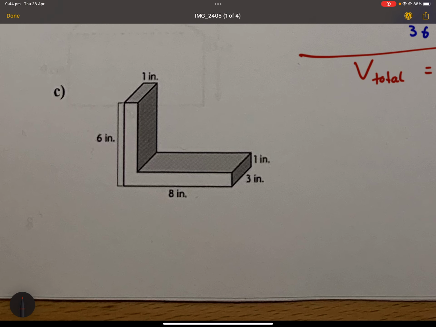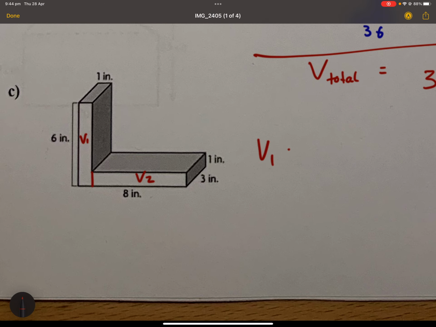Okay. Now the last one. I'm going to divide it down. You can divide it across if you like. I'm going to do it down. So I'm going to call this V1 and this one V2. So V1, what's V1? V1 equals length, which I'm going to call 1, times width. What's the width of this thing? What's that distance there? It'll be 3. Because this is 3, that means this must be 3 as well. And the height is given to us as 6. So it'll be 1 times 3 times 6.